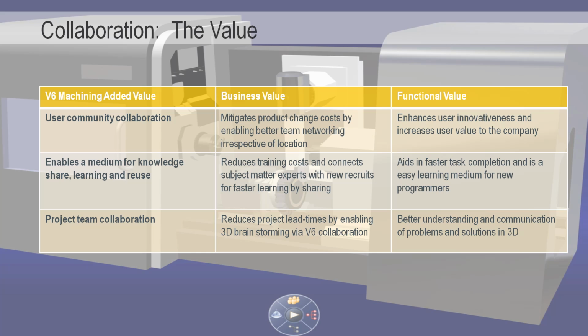The third one being the project team collaboration, reduces project lead times by enabling 3D brainstorming via V6 collaboration. And the functional value is better understanding and communication of problems and solutions in 3D. Now, collaboration here is not a chatting tool like in the social media. Well, the capability is there, but this is the capability that will help the programmers learn faster, communicate better, and make decisions which will help reduce the cost.